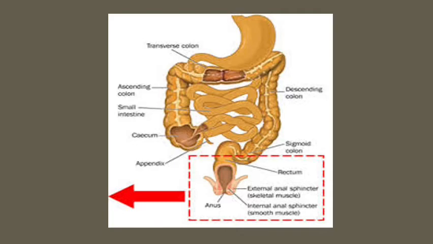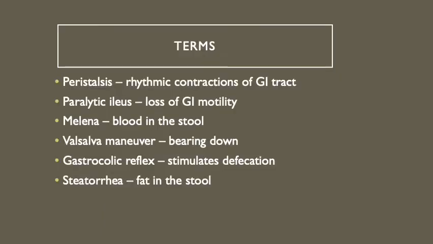Okay, so let's look at some terms that you need to learn. You probably recall peristalsis from your A&P class, which is rhythmic contractions of the GI tract.